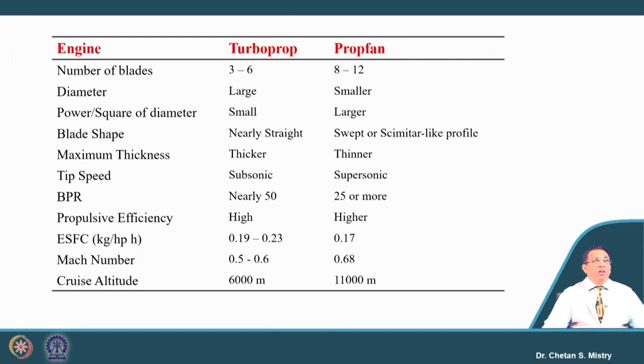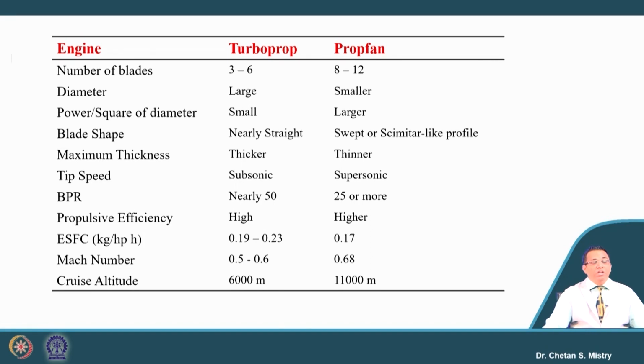Next configuration is the diameter. If we look at the turboprop engine, the propeller diameter is larger. If we compare with the turboprop engine, for the prop fan the diameter is smaller. The power per square meter of diameter is smaller for the turboprop engine, while for the prop fan engine it is very large.